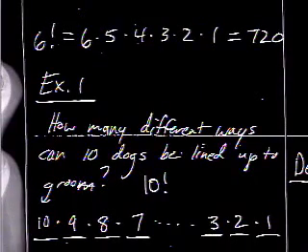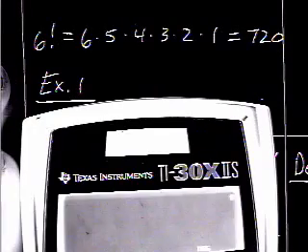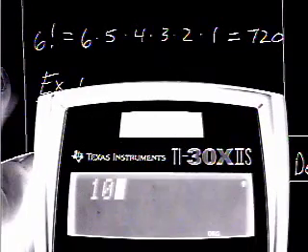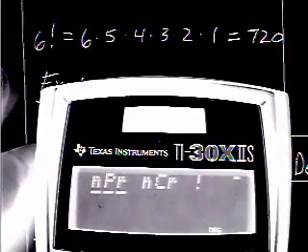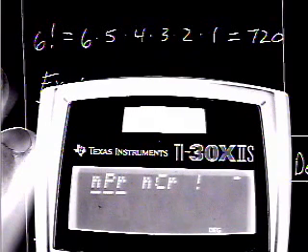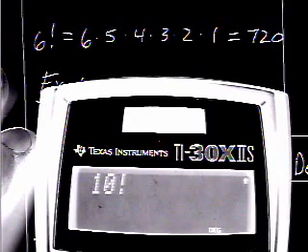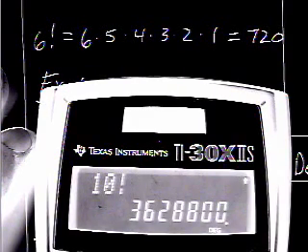Now, can we find 10 factorial rather quickly on our calculators? Sure we can. We hit 10. We go to the probability button. And over here we have the factorial, the exclamation point. And when we do that, we can find out there's 3,628,800.